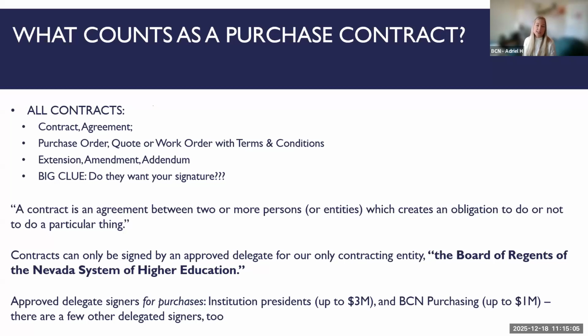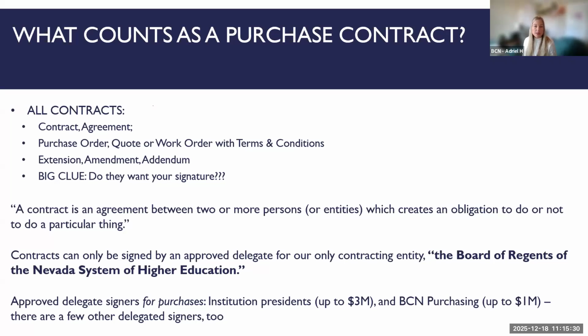So any contract we sign has to be under the Board of Regents of the Nevada System of Higher Education. For UNR, it's the Board of Regents of the Nevada System of Higher Education on behalf of the University of Nevada, Reno. But it always has to say the Board of Regents of the Nevada System of Higher Education. That is our legal entity name, and that's the only way we can make a legally binding contract between us and another supplier.